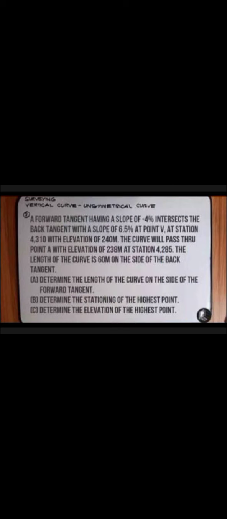A forward tangent having a slope of negative 4% intersects the back tangent with a slope of 6.5% at point B. At station 4310 with elevation of 200 meters, the curve will pass through a point with elevation of 238 meters at station 4285. The length of the curve is 60 meters on the side of the back tangent. So, for part A, we determine the length of the curve on the side of the forward tangent.